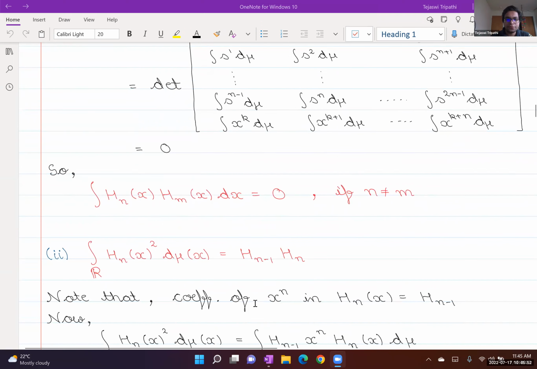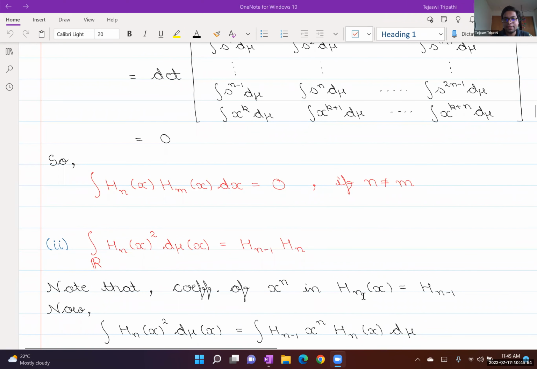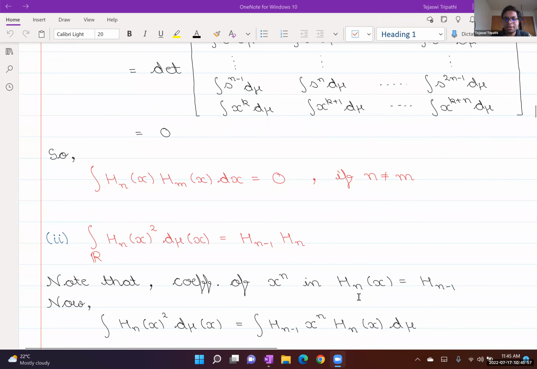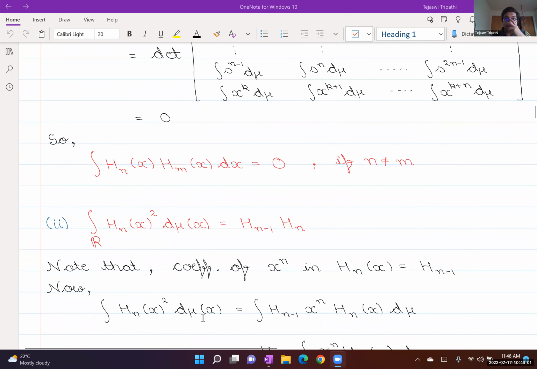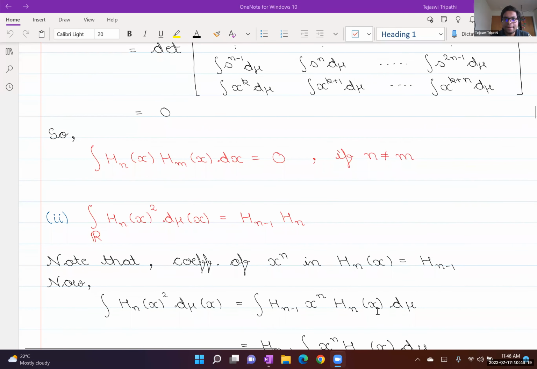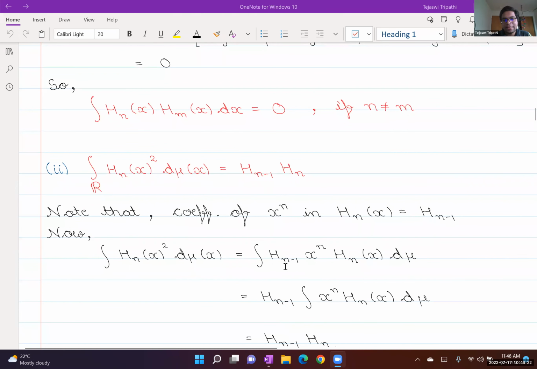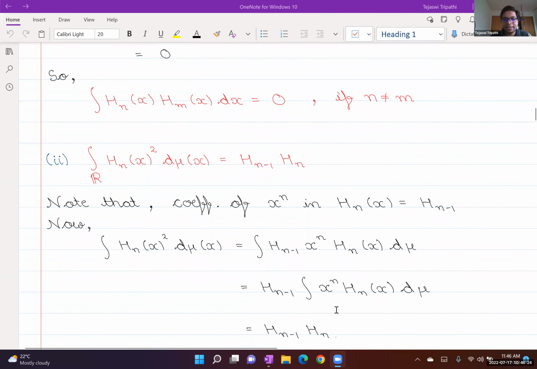So note that the coefficient of x to the power n in the nth orthogonal polynomial is h_(n minus 1). Now I want to integrate this h_n(x) squared. But as we have noticed, the integral of h_n(x) with monomials which have power less than n will be 0. So the integral of h_n(x) squared I can just write as h_(n minus 1) times the integral of h_n(x) x to the power n, because the rest of the terms will integrate to 0. And then since h_(n minus 1) is a constant, it goes outside.